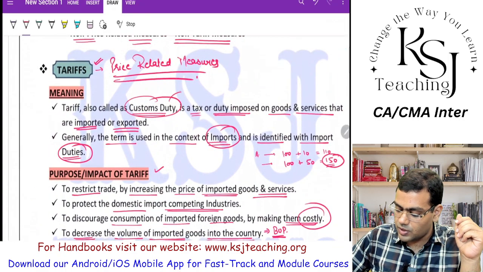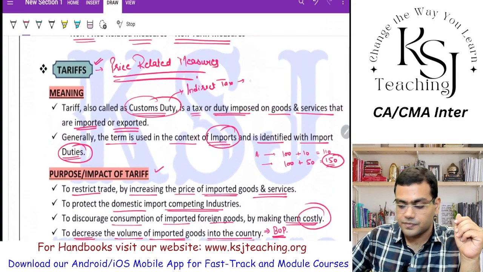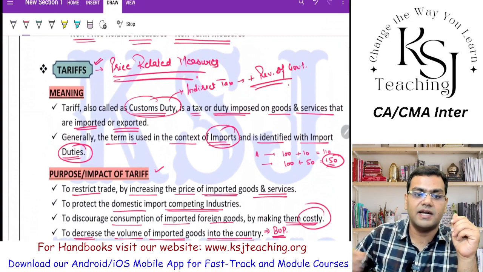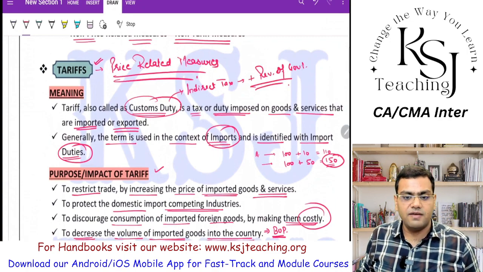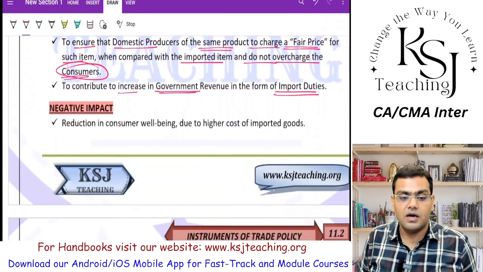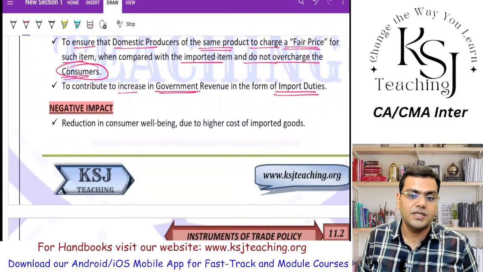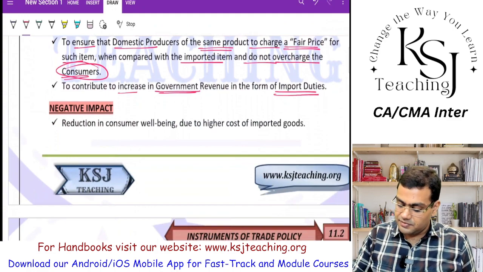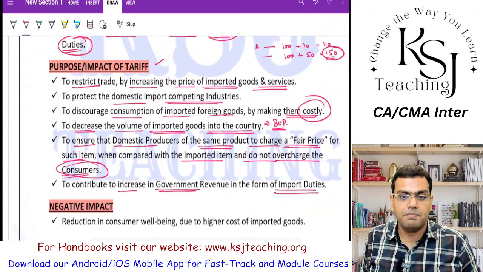This is also an indirect tax. Indirect tax, right? It goes to the revenue of government. So that is why, if the government says that we need to increase the revenue of the central government or the state governments, they can increase the duties, they can increase the taxes. Simple, right? So this is the purpose or the impact of the tariff.